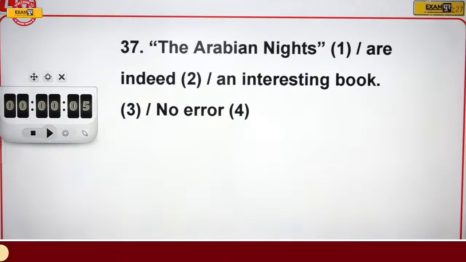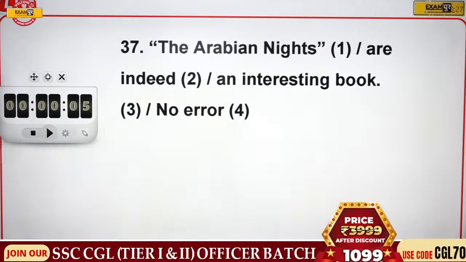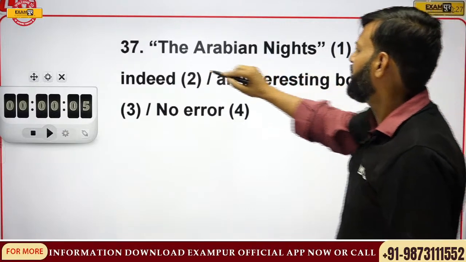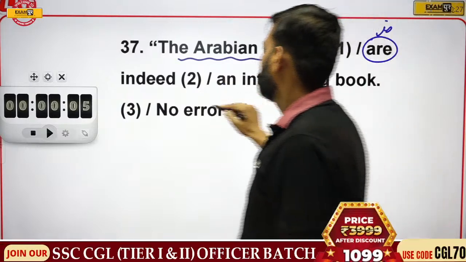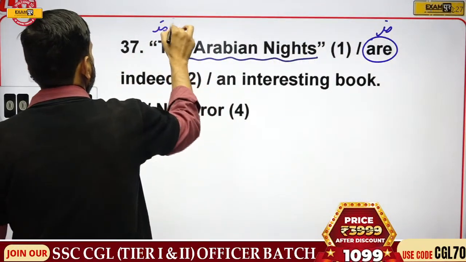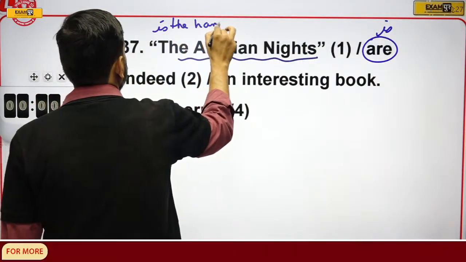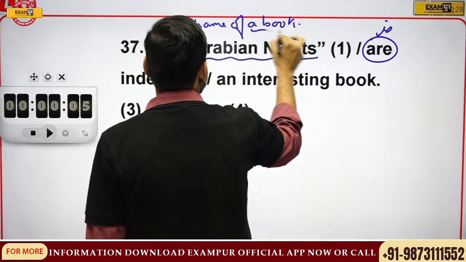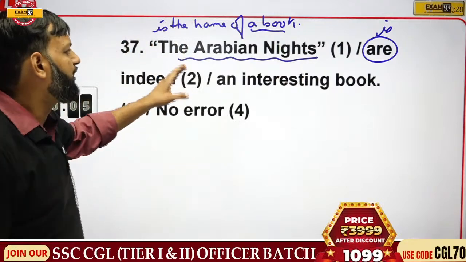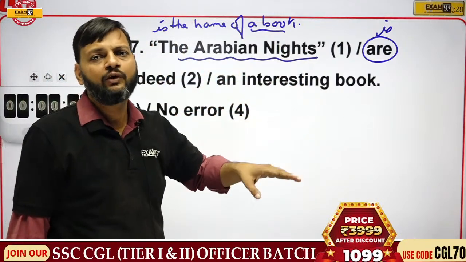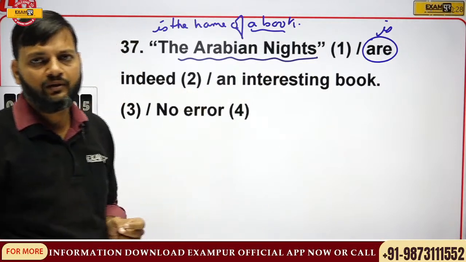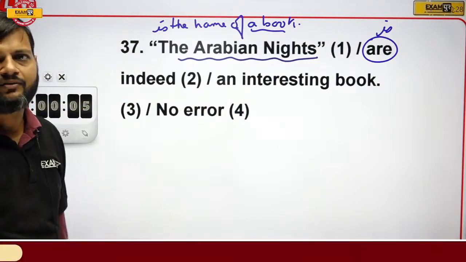The Arabian Nights are. See, this is a very easy question. Here are will be replaced by is, because the Arabian Nights is the name of a book. Okay, Arabian Nights is the name of a book. So basically Arabian Nights is not plural, it's singular, because it is the name of a book. So it should be followed by a singular verb. So are will be replaced by is. Okay.